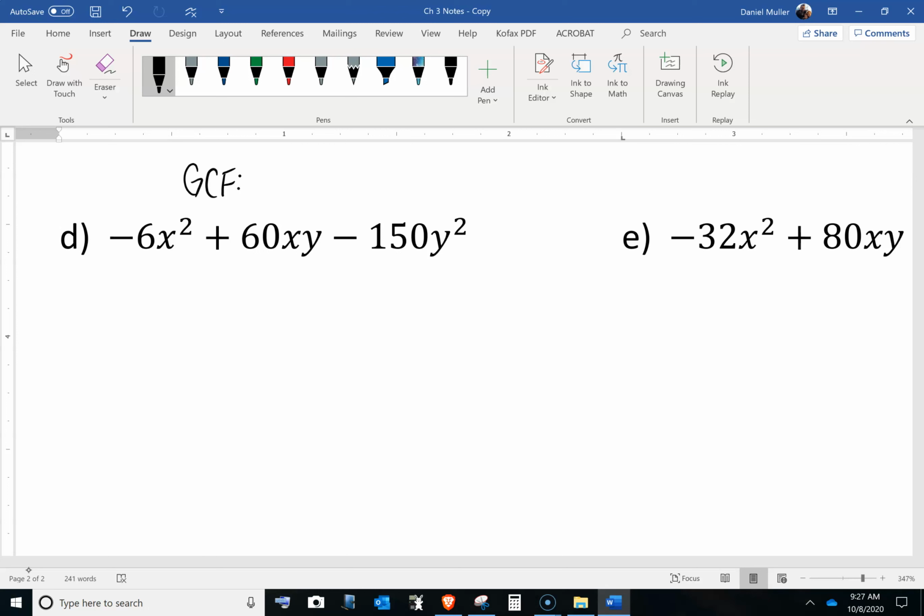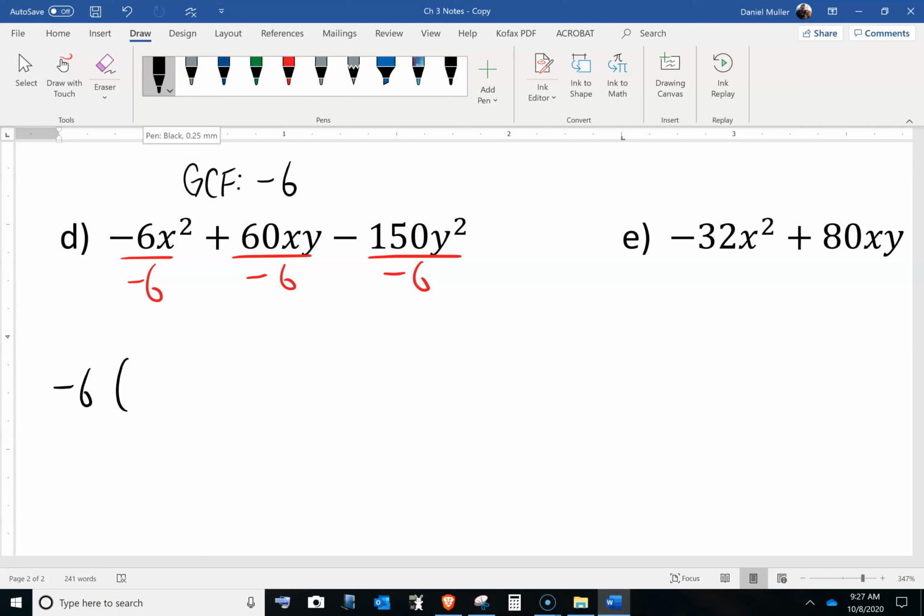Now, I'm pretty sure they could all be divided by 6. However, because the first one starts with a negative, we have to take out a negative. So the GCF here will be -6. Just remember that rule: common practice is to take out a negative if the first one is a negative. So we'll take out a negative and then a 6. So -6 will be our GCF.